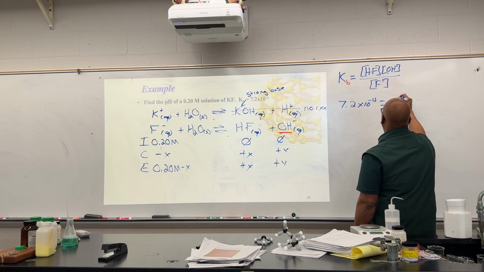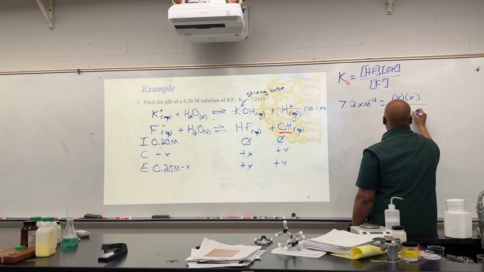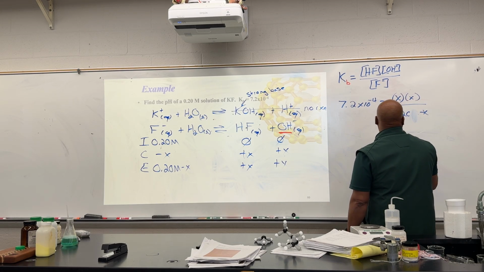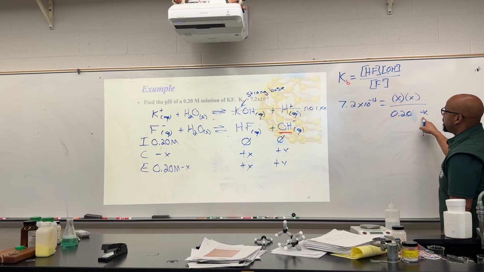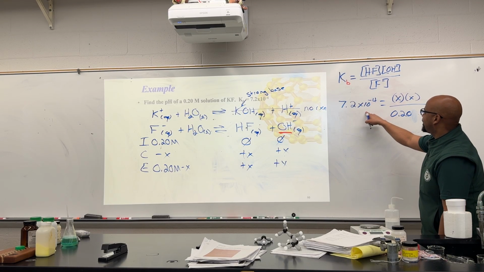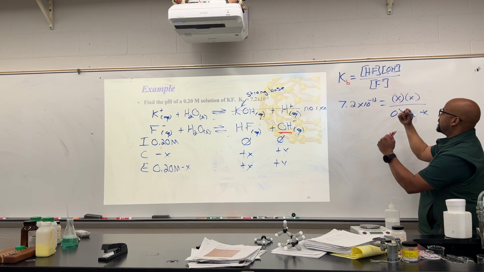well, what do we got right here? We got X times X divided by 0.20 M minus X, and get rid of the M here since I'm trying to solve this thing. And then once again, I'm going to see if I can get rid of the minus X, and I'm going to multiply this by 100, which is going to give me 7.2 times 10 to the negative second. Yes, it passes the test.